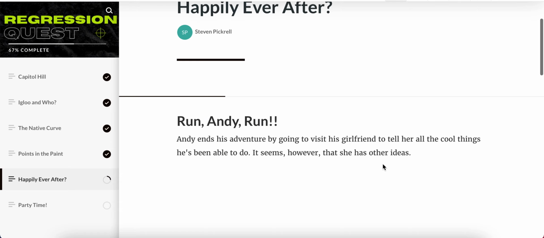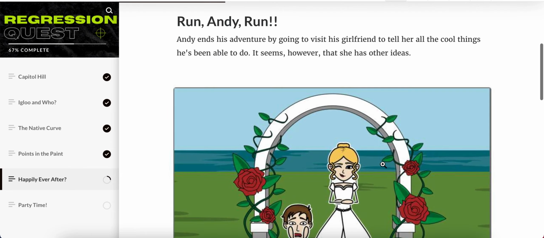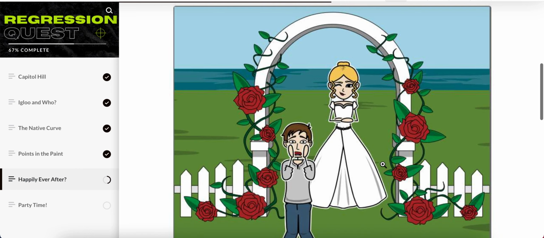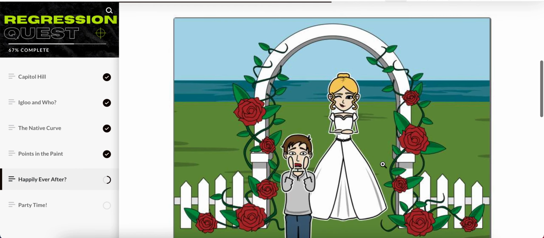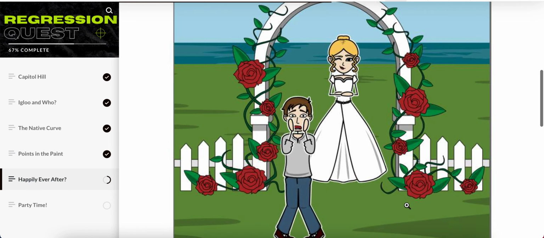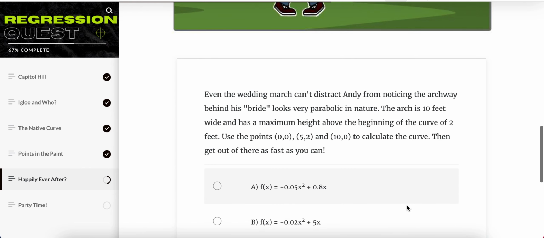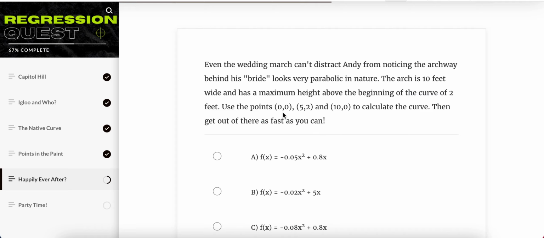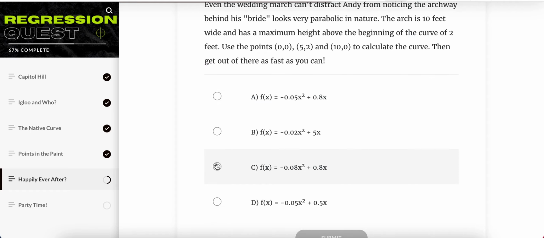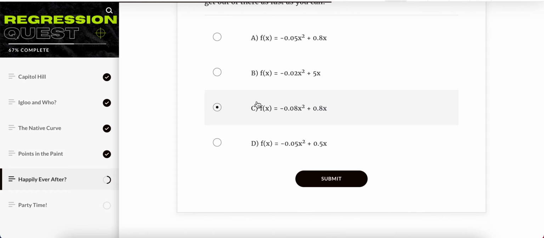In stage 5, Run Andy Run, he finally thinks he's finished, and he goes to visit his girlfriend only to find she has other ideas. And in the process, he notices that there is a parabola right above where he might end up saying I do. So in this particular case, he sees the points (0, 0), (5, 2), and (10, 0). And then, of course, he needs to get out of there before he gets hooked into something he may not be a fan of. The correct answer here is letter C.